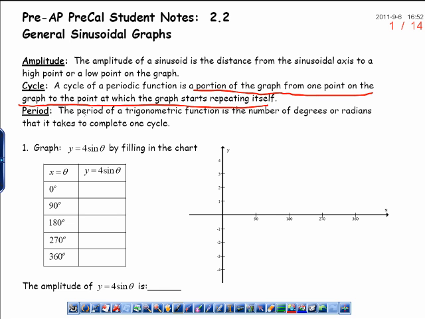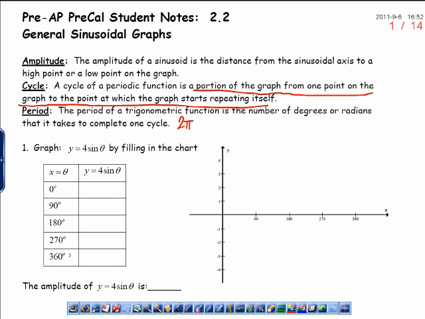Okay, the period of a trigonometric function is the number of degrees or radians that it takes to complete one cycle. So again, for the parent function, we saw that this period is 2 pi. That was how long one cycle was, but that can change. It can be horizontally compressed or stretched. Okay, so we're going to graph y equals 4 sine theta by filling in the chart.